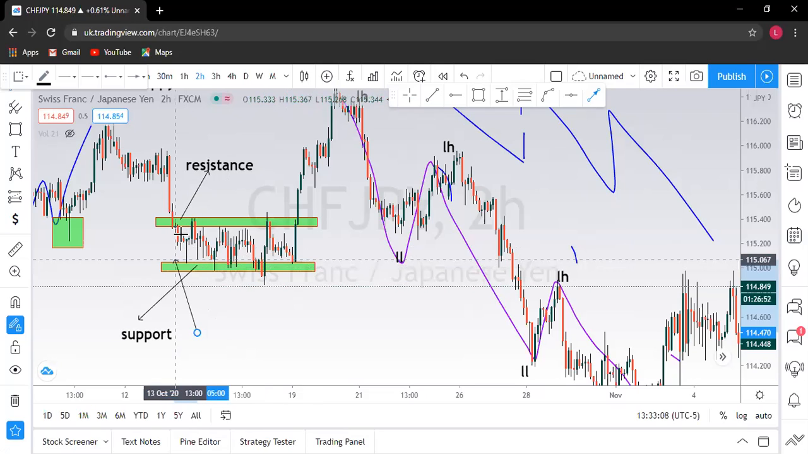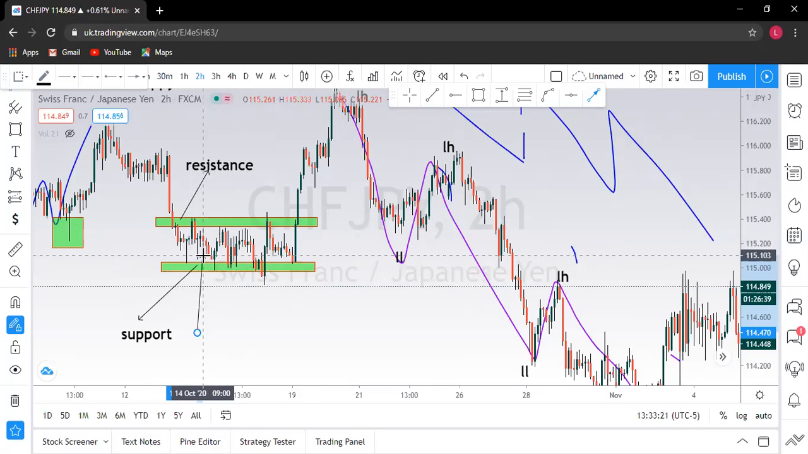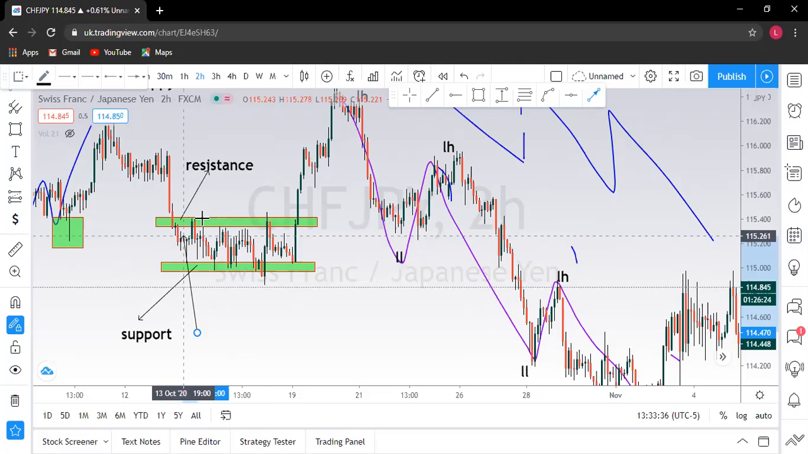Then resistance. If you look at your resistance, market has touched it. What brings about the ideology of these things is that it's just like you throwing a ball on the floor. Whenever you throw a ball on the floor, the ball is going to bounce up, come down, bounce up. It depends on the kind of force or pressure that is being exerted on the ball.